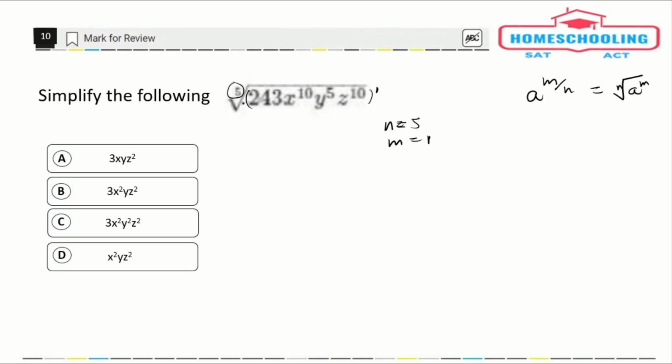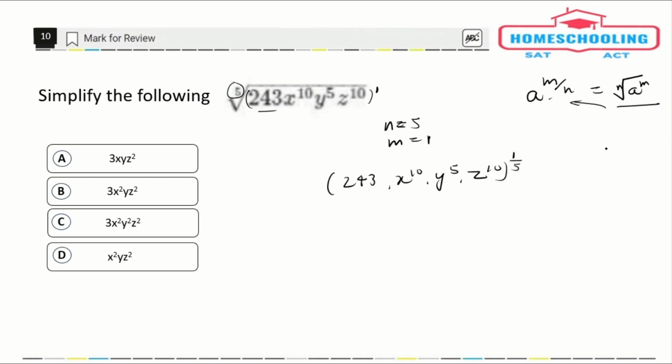And in the question, it is given, we have to convert it into this form. So we can write this as 243 into x to the power 10 into y to the power 5 into z to the power 10, and m was 1 because no power was given for the whole thing, so we'll take it as 1, because anything to the power 1 would be the same number. So m is 1, and here n is 5, so 1 to the power 5.